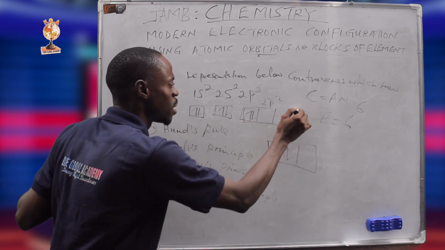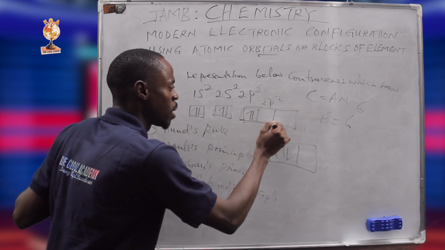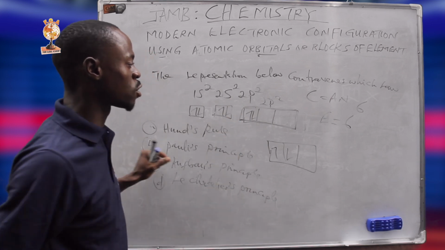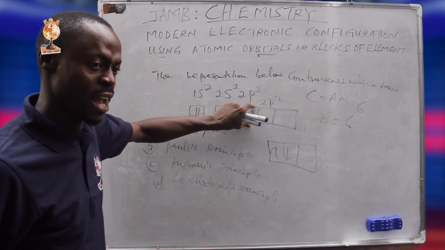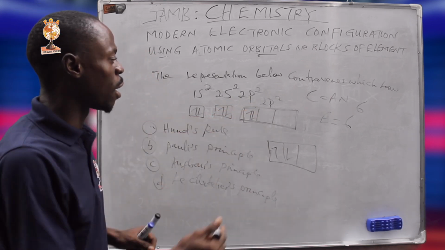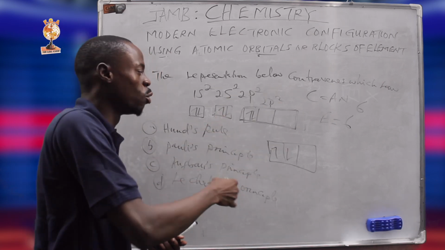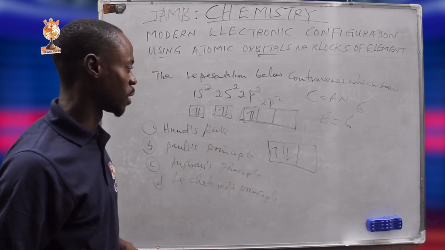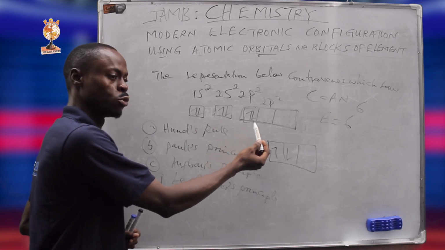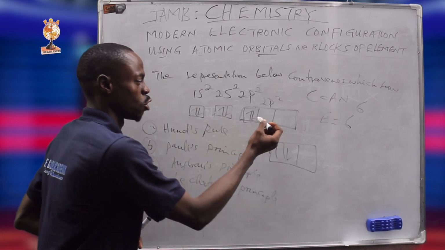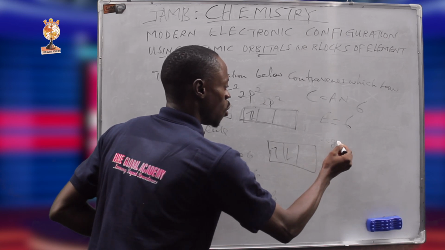What do you mean by sharing the same energy level? Look at it. They are together. So it simply means they possess or they share the same energy level. But they are subshells enclosed in a particular orbital. So you must obey Hund's rule when filling electrons in such a degenerate orbital.